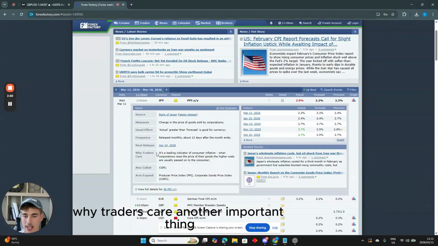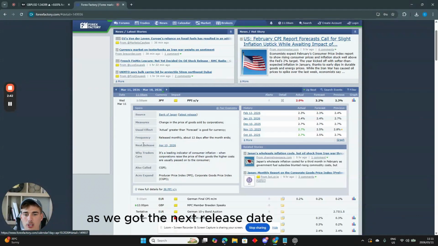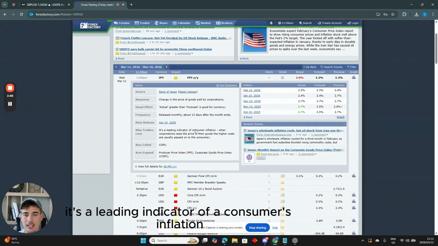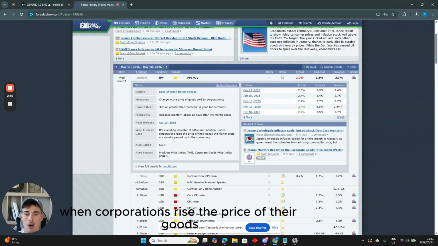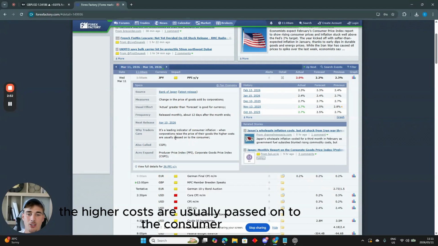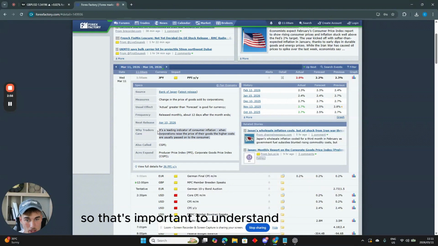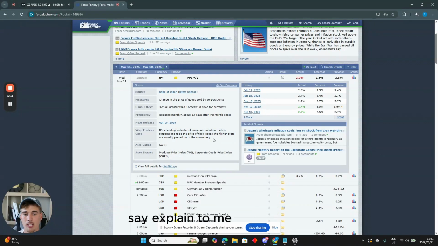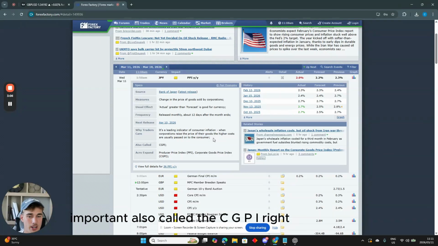Why traders care, another important thing. So we've got the next release date. Obviously, we can take that into account. It's a leading indicator of consumer inflation. When corporations raise the price of their goods, the higher costs are usually passed on to the consumer. So that's important to understand. If you don't, throw it in ChatGPT. It's pretty basic and straightforward. I'd say not everyone understands it, but yeah, throw it in ChatGPT, say explain to me, so you can get a better understanding, as it's very important.